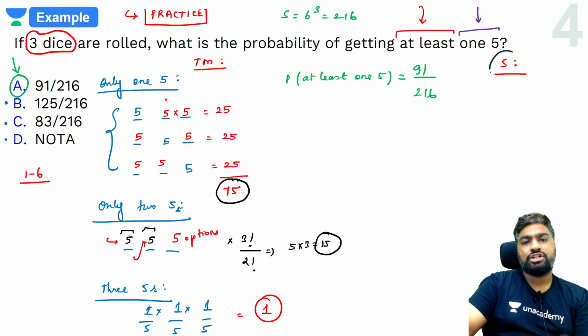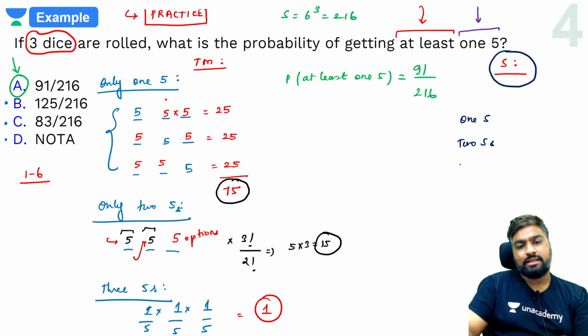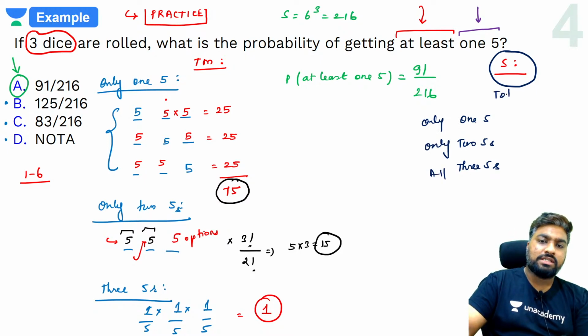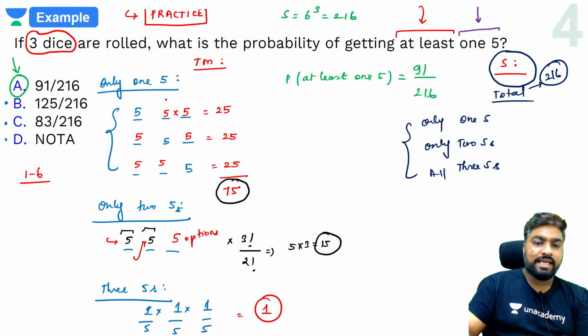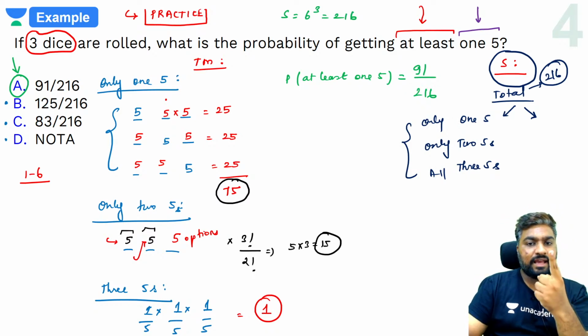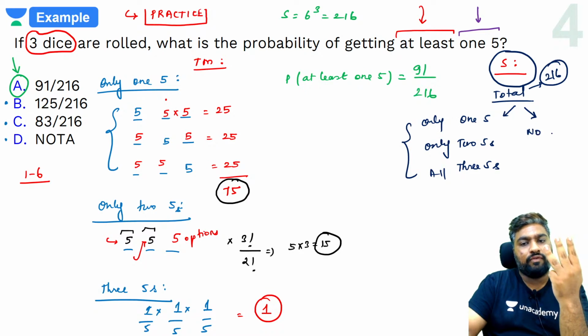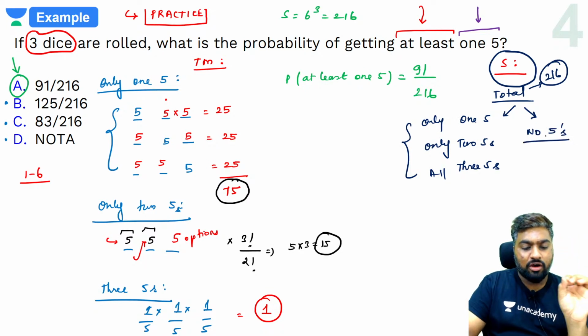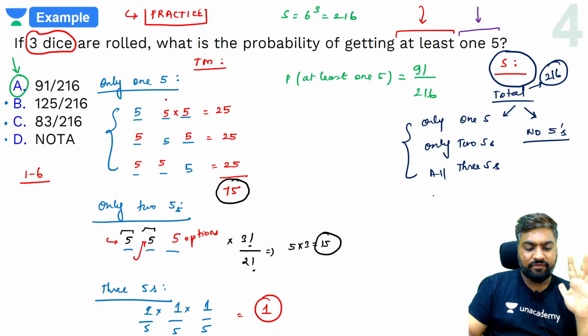Okay, now let's go for the shortcut. Listen to this. We want at least one 5. That means only one 5, only two 5s, or all three 5s. Out of the total possibilities, 6 cube, 216, what will be the complement? The complement of 1 5, 2 5s, 3 5s is no 5s. None of the three blanks should show a 5.